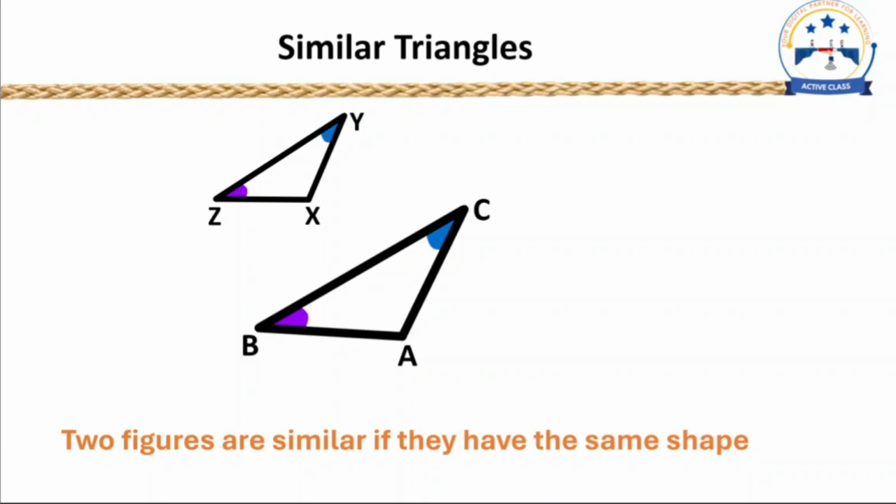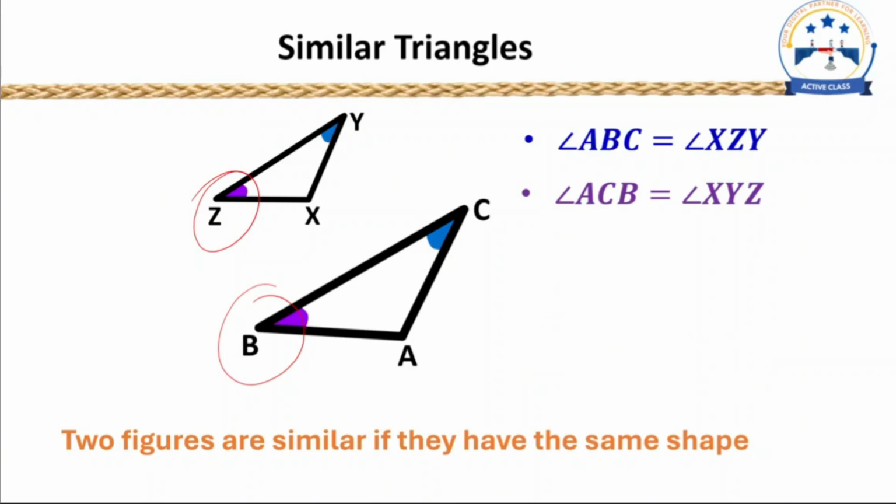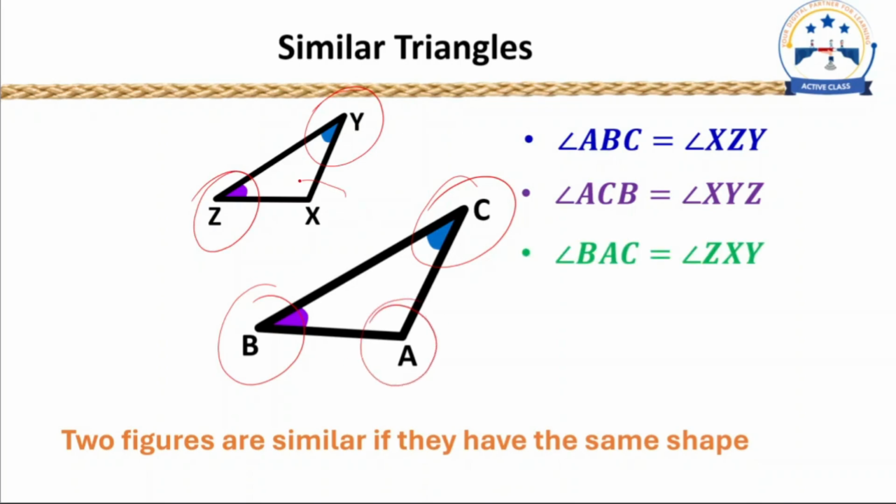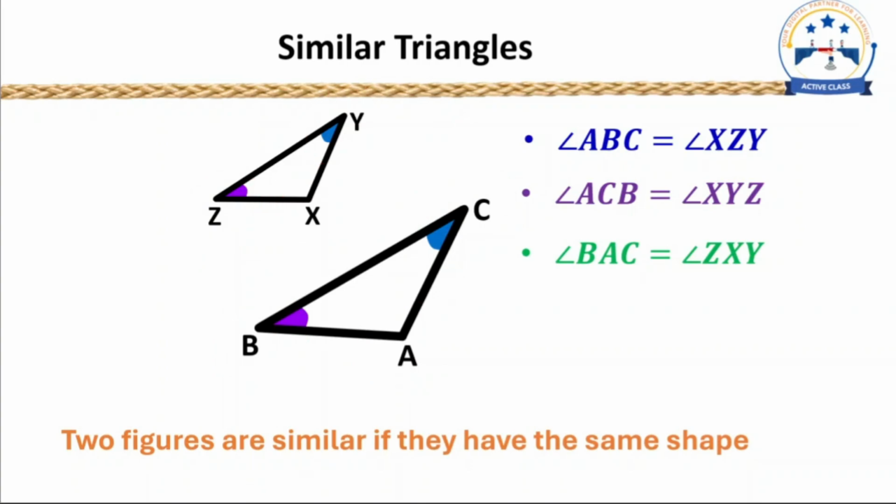Very good. The first pair of corresponding angles are angle ABC and angle XYZ. They are equal. Likewise, angle ACB and angle XYZ, they are also equal. And you know, angle BAC is equal to angle ZXY. If there are three pairs of corresponding angles equal, the triangles are similar triangles. That means triangle ABC is similar to triangle XYZ.